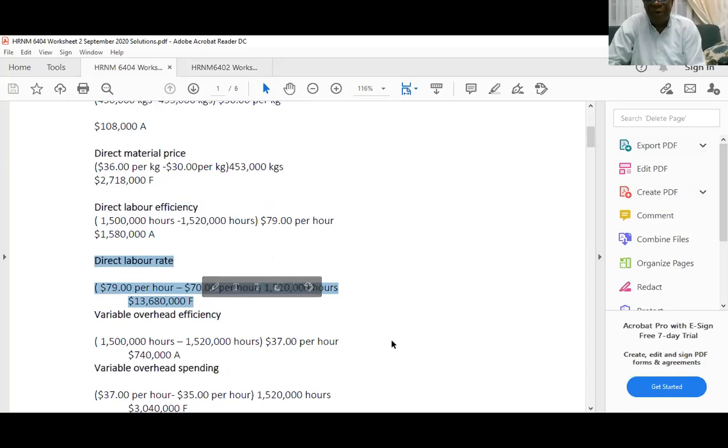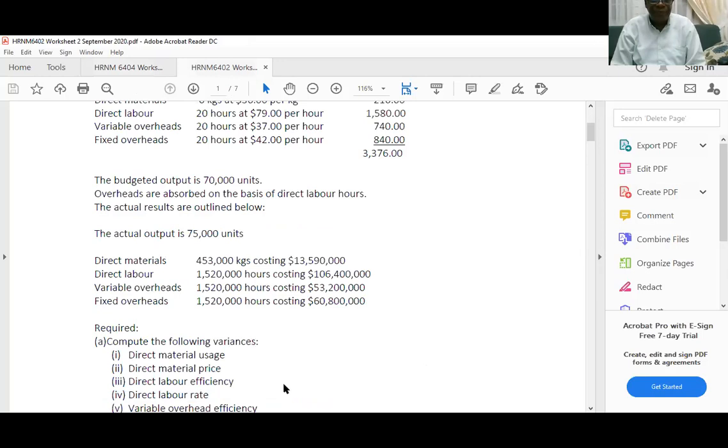So you notice what we have. We multiply by 1,520,000 hours, and we arrive at $13,680,000, and it's favorable. In the early days, I gave you some notes. A variance, unless it's 0, must have capital A or capital F beside it, and a variance must be measured in dollars.